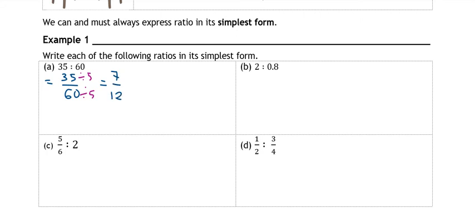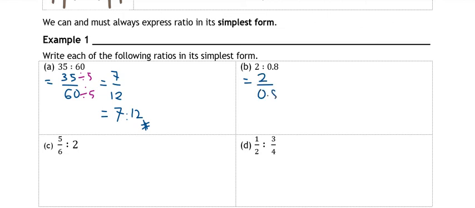Now here, you don't leave your answer like this in a fraction form because your topic is on ratio. So your answer will be 7:12. Right? So that's the first one. Now let's have a look at the second one. B, 2:0.8. And now here, just treat it as a fraction.